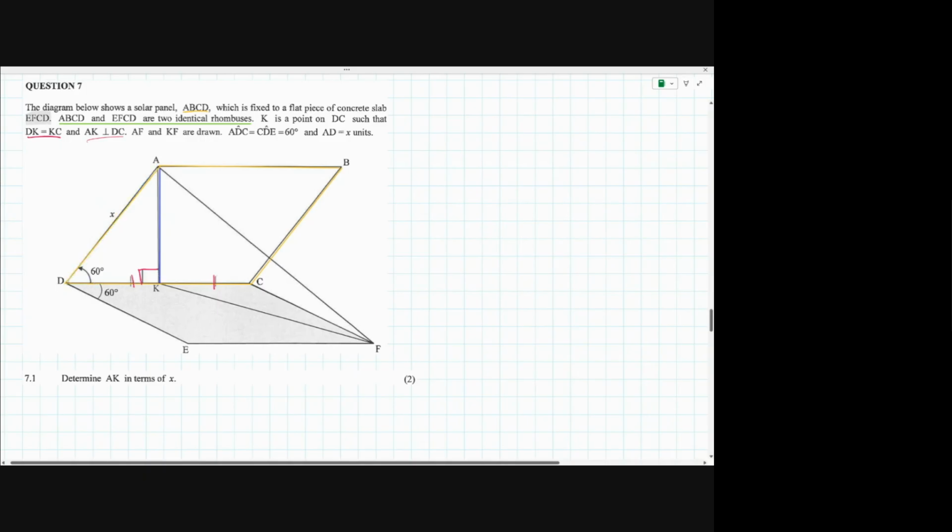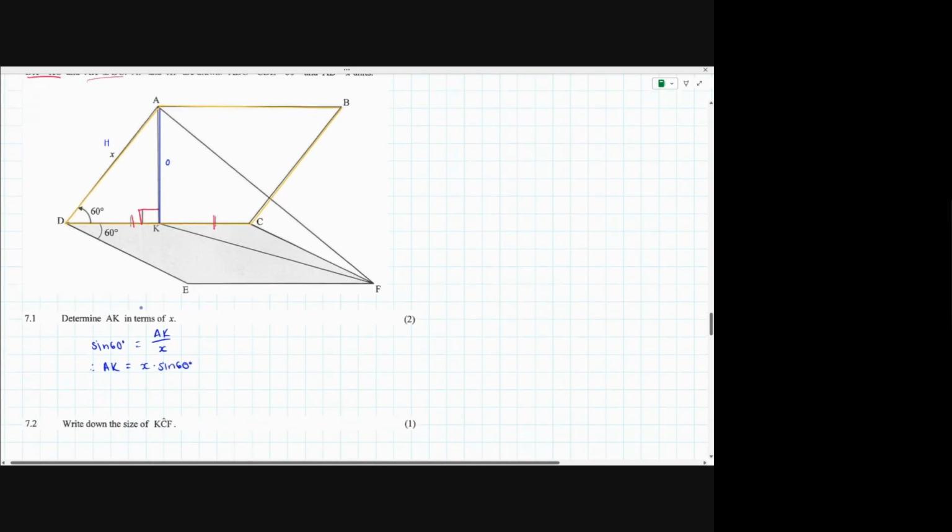I'm in a right angle triangle. We stick with the basics. So AK, well, rather, we said this is the opposite. This is the hypotenuse. So I'm working with sine. So sine of 60 is equal to AK, opposite, over hypotenuse X, which means that AK is equal to X times sine of 60. Now we should remember that sine of 60 is a special angle.